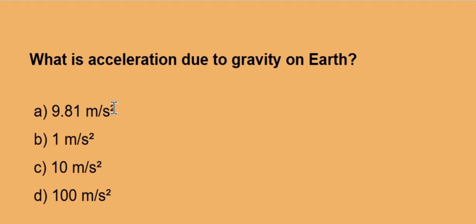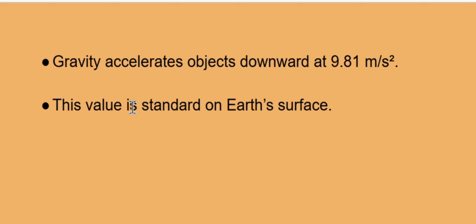Okay, question. What is acceleration due to gravity on Earth? A, 9.81 meters per second squared. B, 1 meter per second squared. C, 10 meters per second squared. Or D, 100 meters per second squared. The correct answer is A, 9.81. Just memorize that because it turns up in the exam often. And the reason why Earth is important is because this figure changes on other planets. So, for example, on the moon, it would be less than that. That's why there's less gravity on the moon.